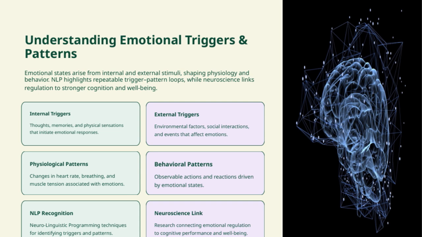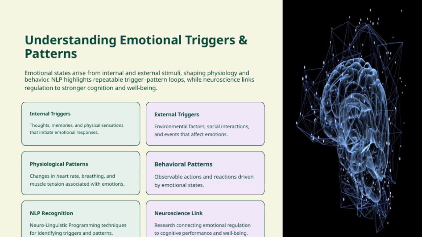Then there are physiological patterns. These are the physical changes that happen in our bodies, like shifts in heart rate, breathing, or muscle tension, that are associated with different emotions. Recognizing these signs can give us early clues about our emotional state. External triggers are environmental factors, social interactions, or specific events that influence how we feel. For instance, a stressful meeting or a supportive compliment can significantly impact our emotions.